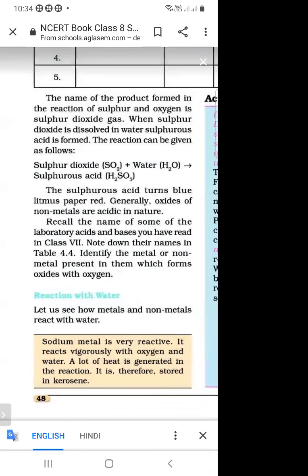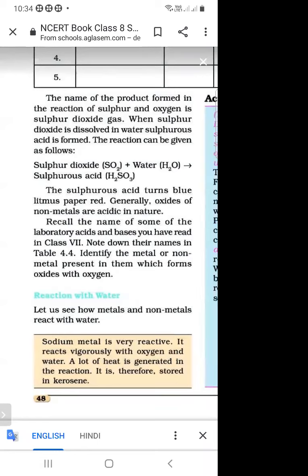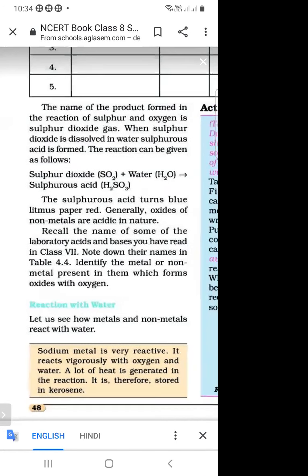So again, I am repeating. What do you mean by an exothermic reaction? The reaction in which a lot of heat is generated. So this is called an exothermic reaction. When sodium metal reacts with water, a lot of heat is generated in this reaction. As we know, sodium metal is stored in kerosene.